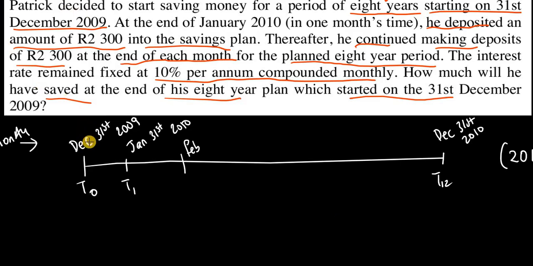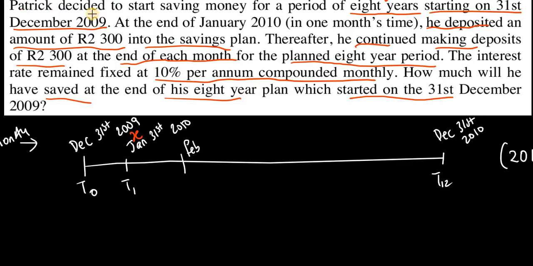So, when did the payment start? He made his first deposit at month end January, meaning the first deposit was here. Was the first deposit here on December 31st? No, it was not there. Why? This is because that is when Patrick decided. Listen carefully. That's when Patrick decided to start saving money.